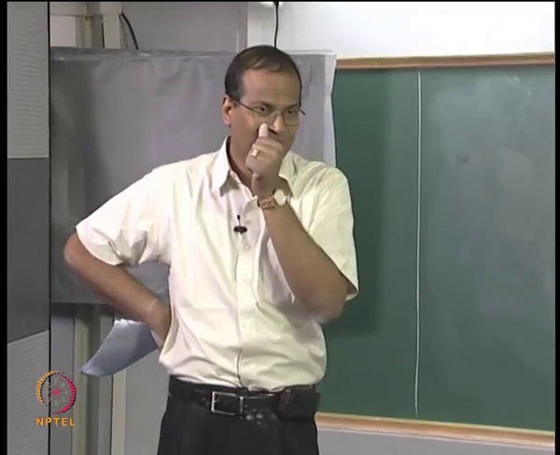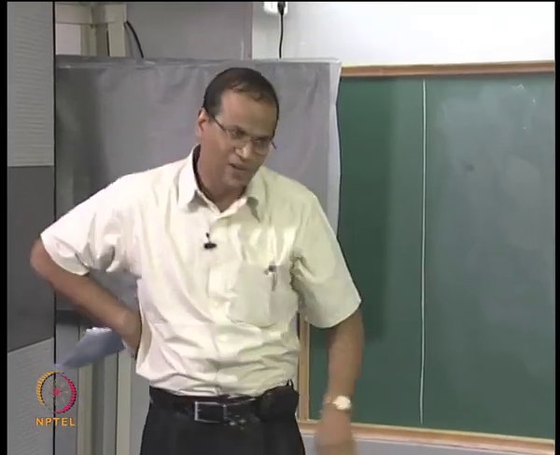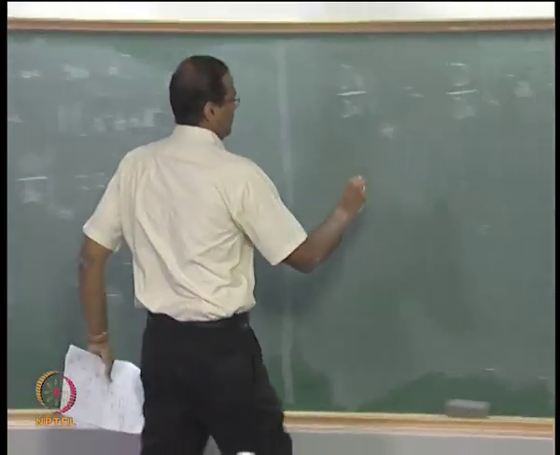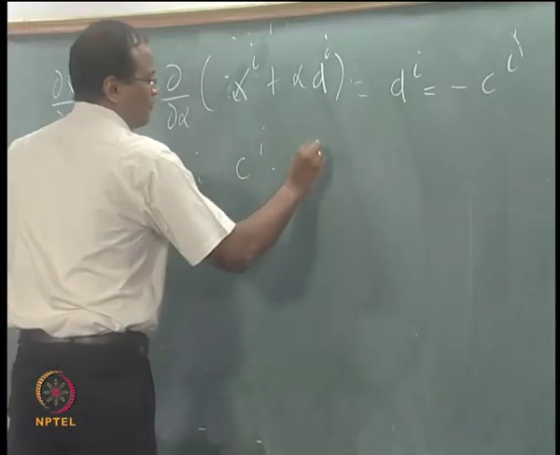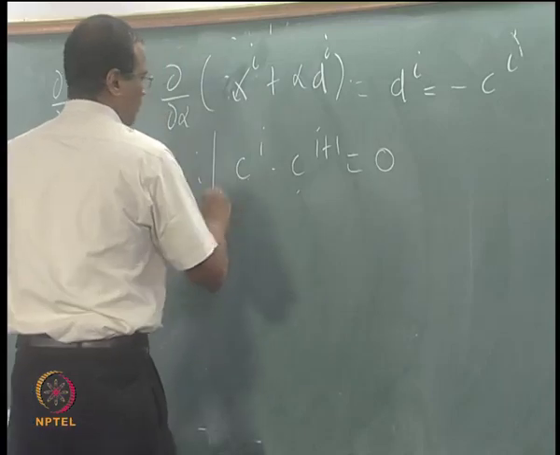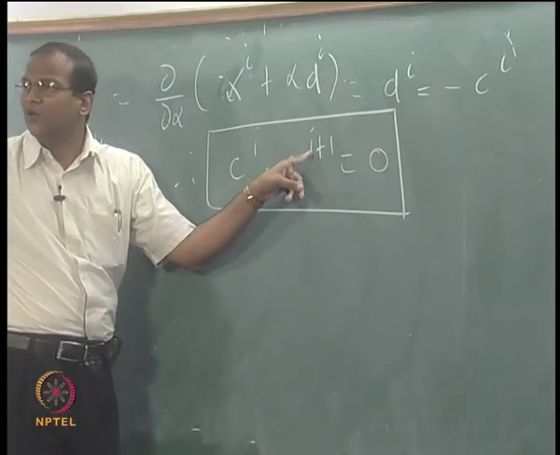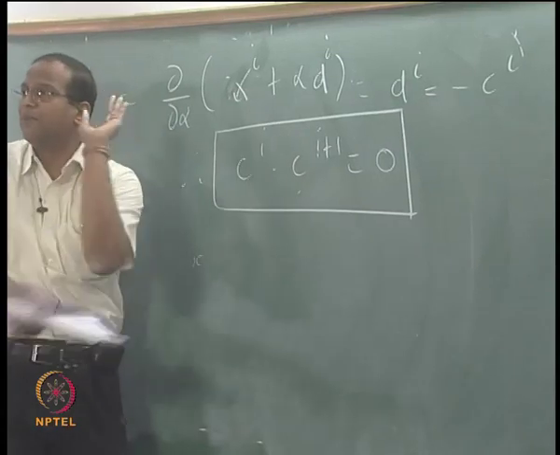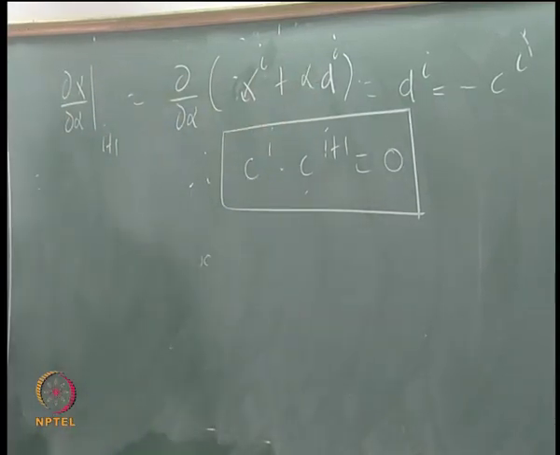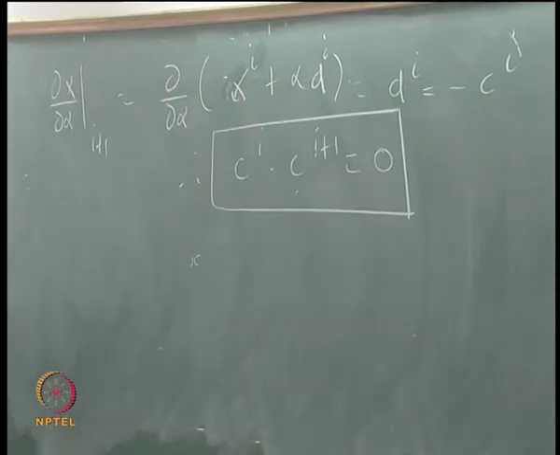QED, okay, proved, fine. So the new direction of movement is orthogonal, perpendicular to the old direction of movement. So there is steepest descent.